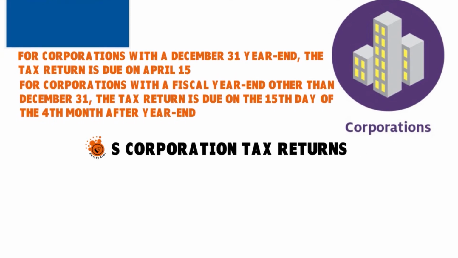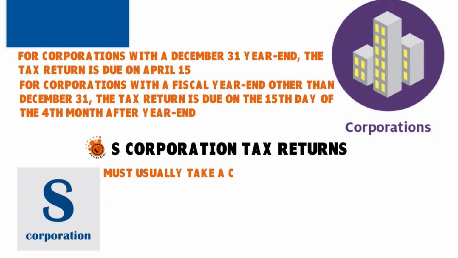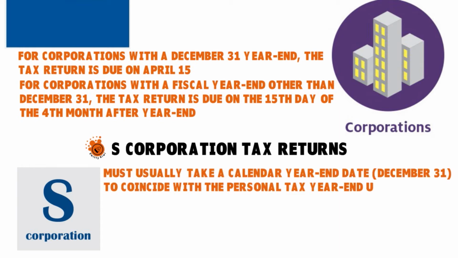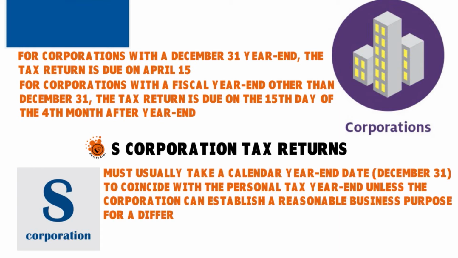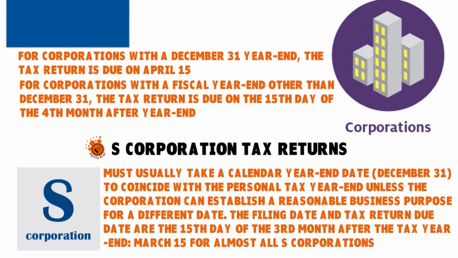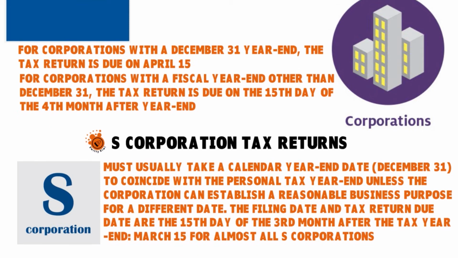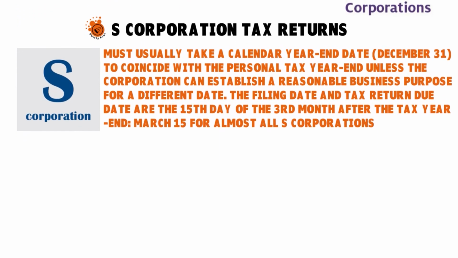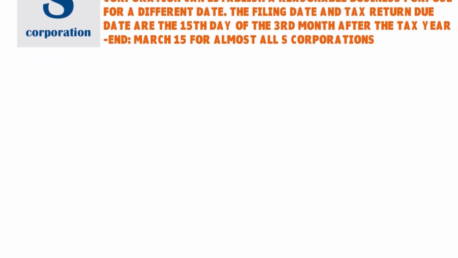Let's talk about S corporations tax returns. Now, S corporations must usually take a calendar year end date, December 31st, to coincide with a personal tax year end, unless the corporation can establish a reasonable business purpose for a different date. The filing date and tax return due date are the 15th day of the third month after the tax year end. So that translates into March 15th for almost all S corporations.